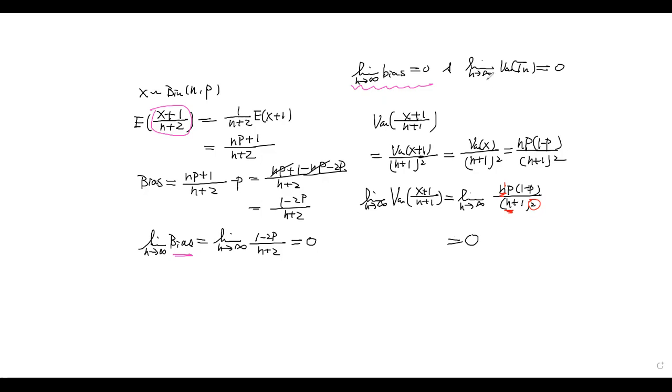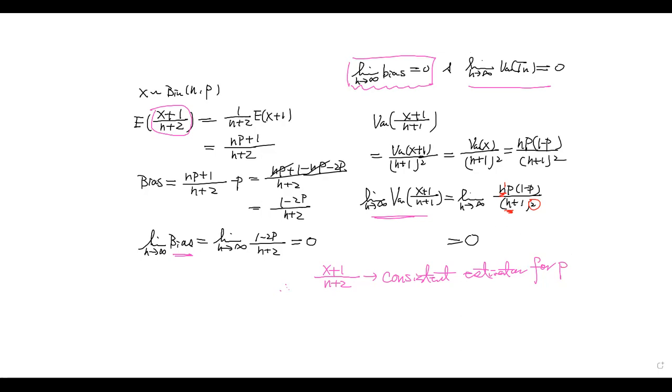So now we have proved the bias goes to 0, and we also proved the variance approaches 0. So what is our conclusion? This estimator (X+1)/(n+2) is a consistent estimator for the binomial parameter p.